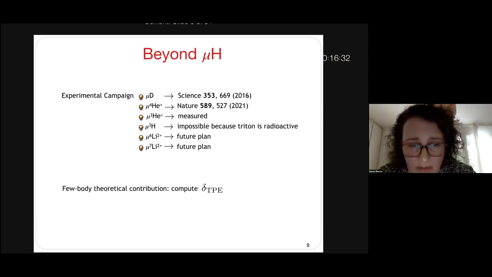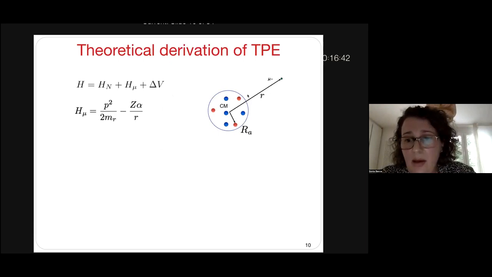So what can we do from the theoretical point of view? It's actually to compute this delta TP, this nuclear structure correction, using a theory. And now I would like to tell you how we do it.